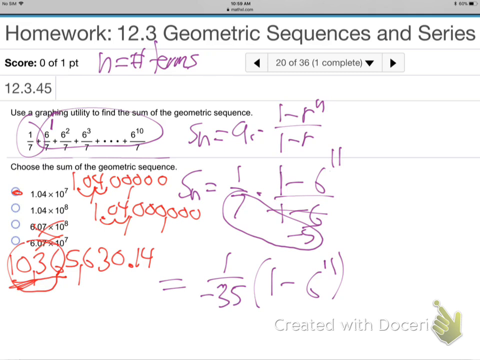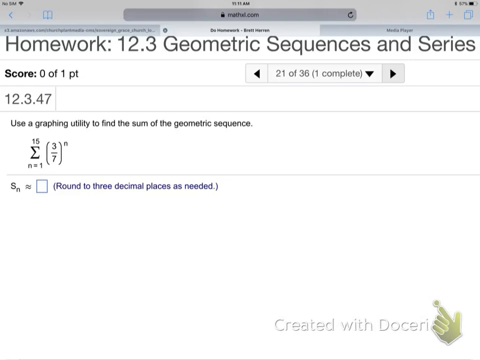Anything else on that one? Is that one good? All right. We've done a lot of sigma notation problems at this point. On the sigma notation problems, we always need to crank out the first 2 terms. Have you noticed that pattern? We got to get the first 2 terms so we can get the R.